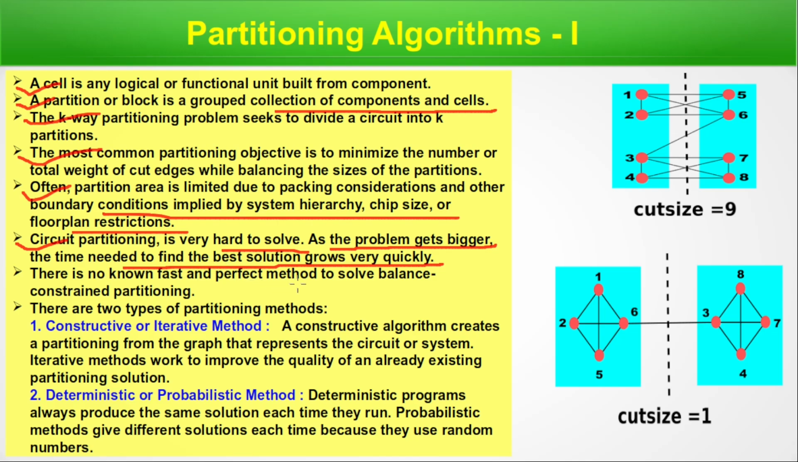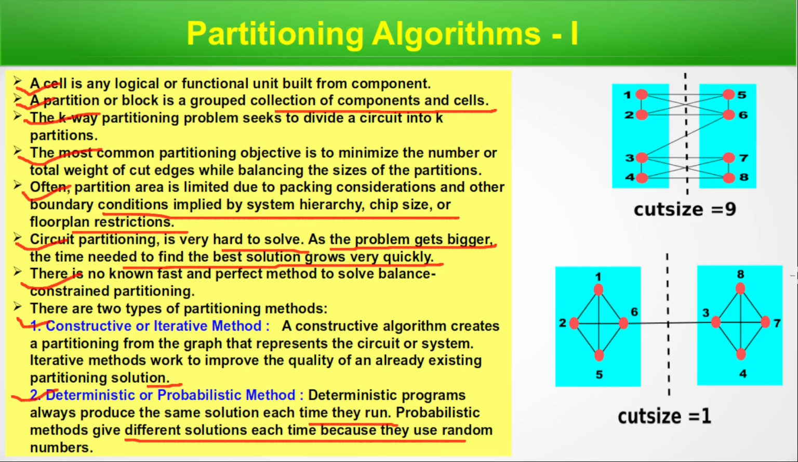There is no known fast and perfect method to solve balance constrained partitioning. There are two types of partitioning methods, constructive and iterative. A constructive algorithm creates a partitioning from a graph that represents the circuit or system. An iterative method works to improve the quality of an already existing partition or solution. And there are deterministic and probabilistic methods. A deterministic program always produces the same solution each time it runs. Probabilistic methods give a different solution each time because they use random numbers. So these are the types of partitioning, and these methodologies are all within the tools.